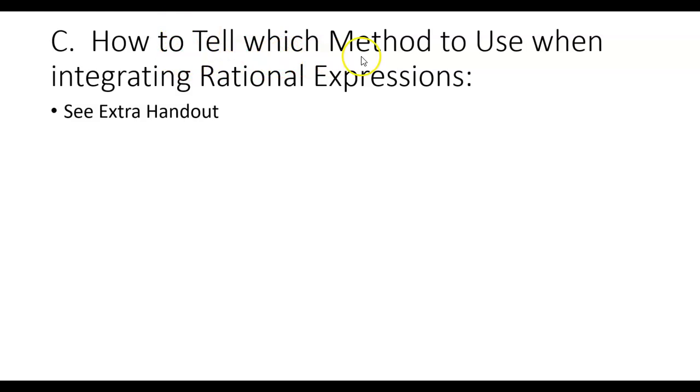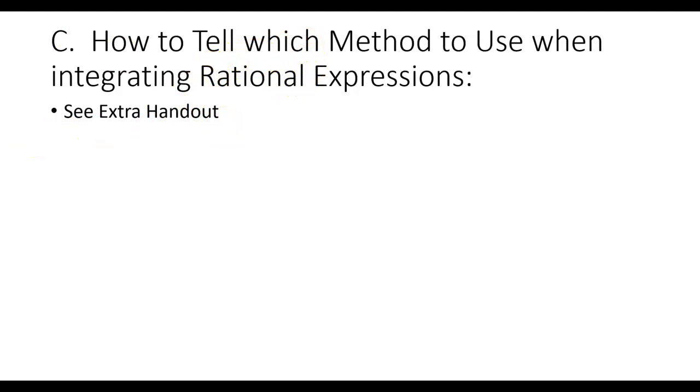Now, whenever you have a rational expression, they all look pretty much the same, but yet they do have some subtle differences, and those differences are basically what tell you which strategy to use. So, how do you tell which method to use when integrating a rational expression?